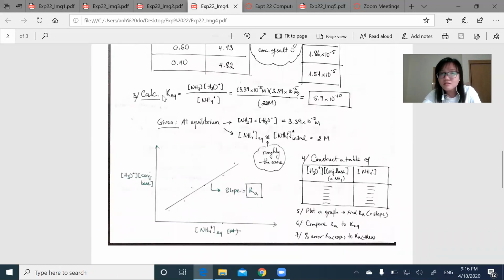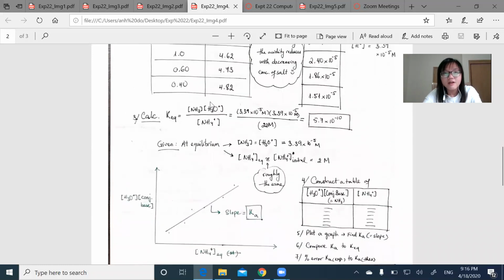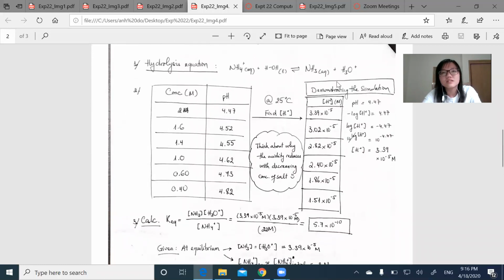And then the next task would be to find Keq. From this equation, the Keq would always be the multiplication of the 2 products divided by the multiplication of the 2 reactants. Because our reactants have H2O in it, and we never include liquid H2O in any equilibrium expression in chemistry, just ignore that. So your expression would be NH3 times H3O plus divided by NH4 plus.